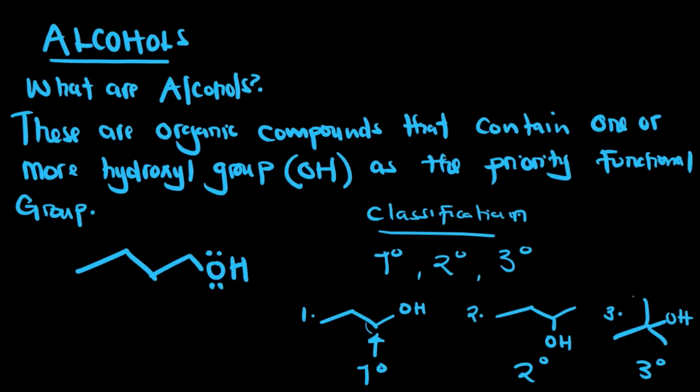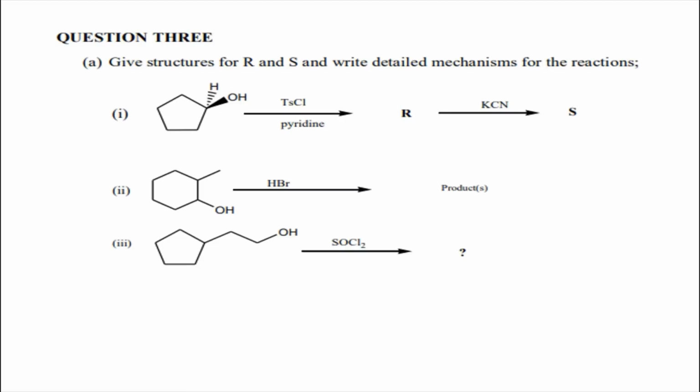Now let's look at the chemical reactions that alcohols undergo using the questions provided in the tutorial sheets. Question 3 says, give structures for R and S and write detailed reaction mechanisms for the following. This is an alcohol, and at this point we've got a stereoisomer with an R configuration. The OH, which is the functional group for the alcohol, is in front.